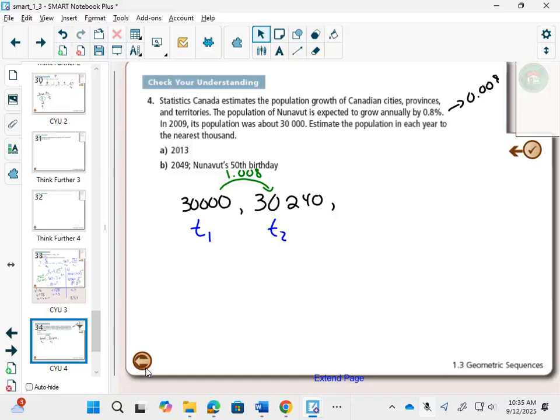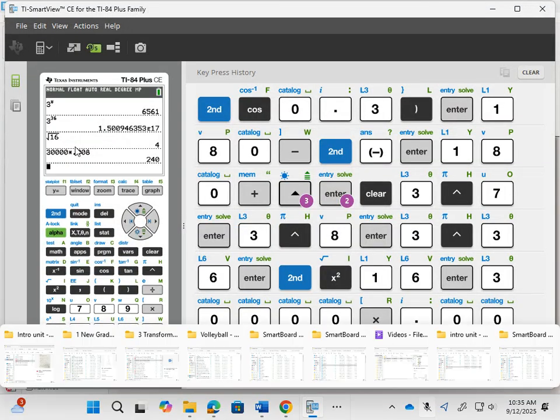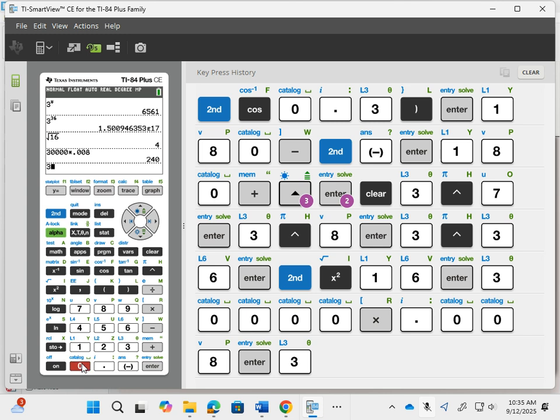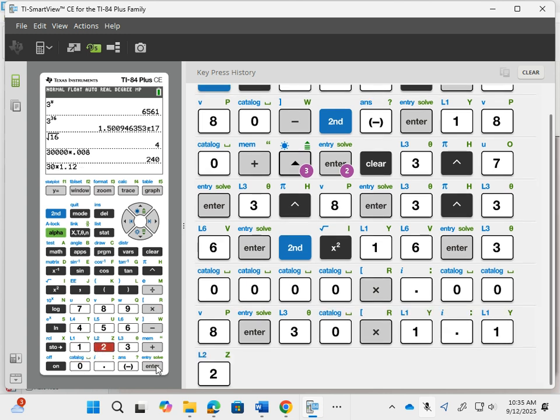12% is 0.12, right? So if you're going to buy something for $30, and I times it by 1.12, this will be your final price all in one step. You'll pay $33.60. So whenever a percentage is added, your r value is going to be 1 point, and then whatever that percentage is as a decimal.